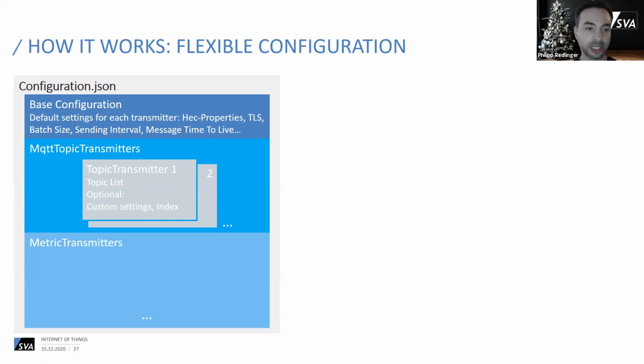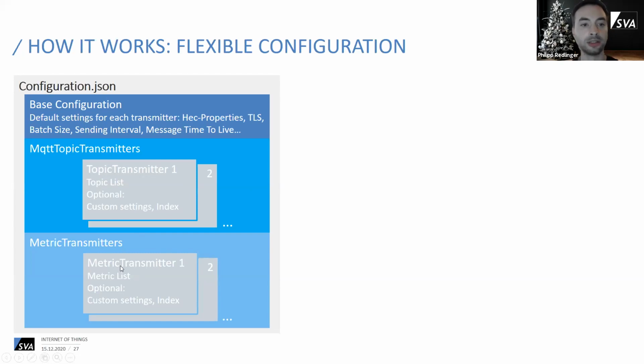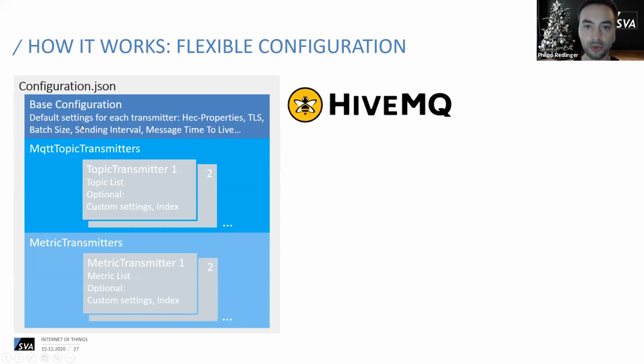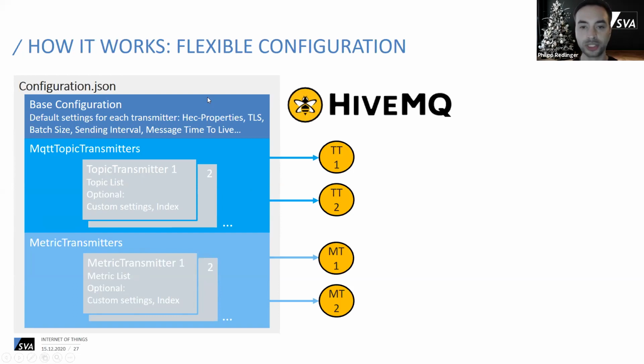So that's the third section of the configuration. And here as well, all you need to do is specify a list of metrics that you want to have forwarded to Splunk. And also you can use a wildcard here, so you don't need to tell it exactly all the metrics that you like to have. And you can have an arbitrary number of metric transmitters as well. And they will also just pull all the settings that you don't configure explicitly within their own configuration from the base configuration.